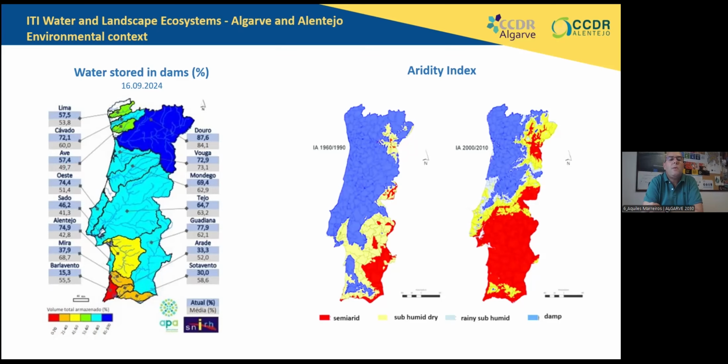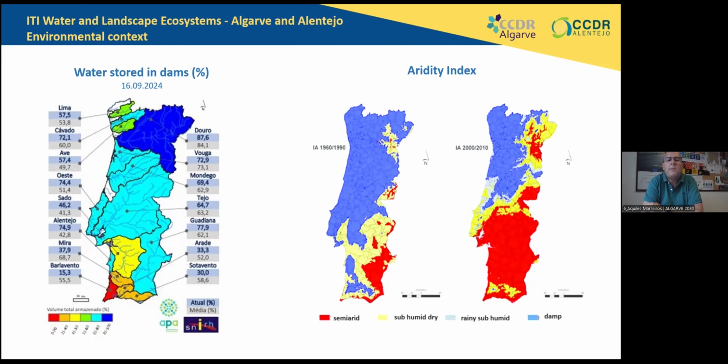Just two indicators to contextualize you. If you look at the map on your left side, you can see the water storage in dams, and if you look at the south, where Alentejo and Algarve are, we are facing actually serious problems with water availability, which in the south is very worrying. You see the red one, it's in the Algarve, and actually we have availability, for example, in one dam of only 15%.